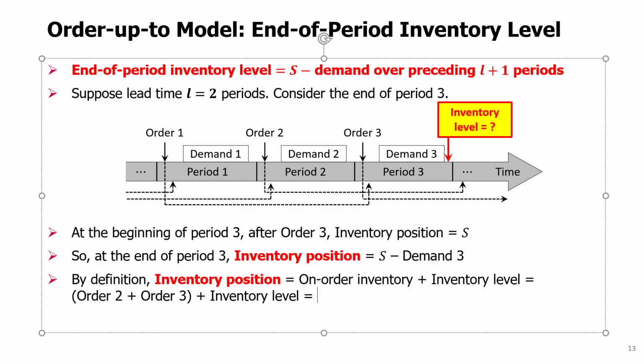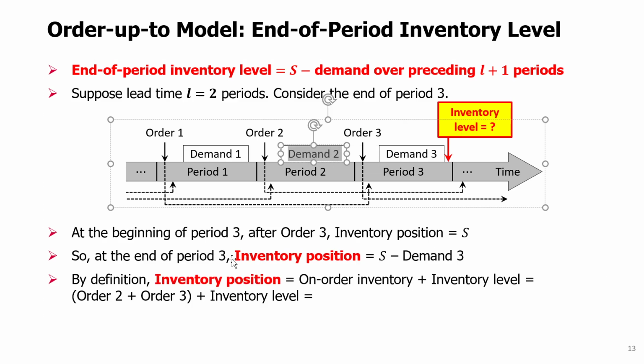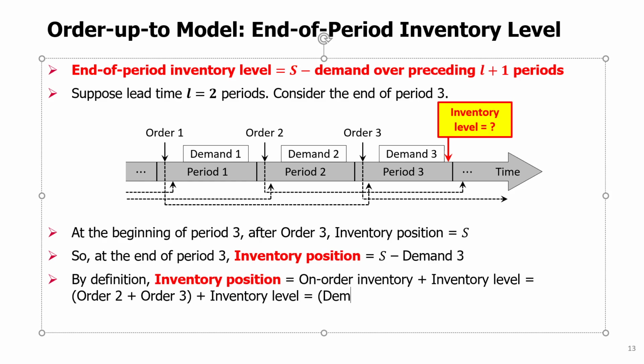Now, recall from the earlier video segment that this system works like a pull system where we order lot for lot. So every order is equal to demand in the preceding period. Order 3 should be equal to demand in period 2. Order 2 should be equal to demand in period 1, because it was ordered after demand in period 1. So I can equivalently write this as demand in period 1 plus demand in period 2, plus, of course, inventory level. Both inventory position and inventory level are at the end of period 3. I just rewrote on order inventory as the sum of order 2 and 3, which is equivalent to the sum of demand 1 and 2.